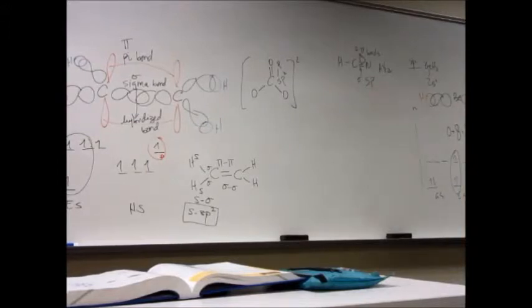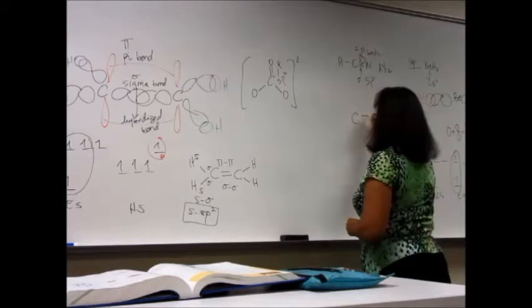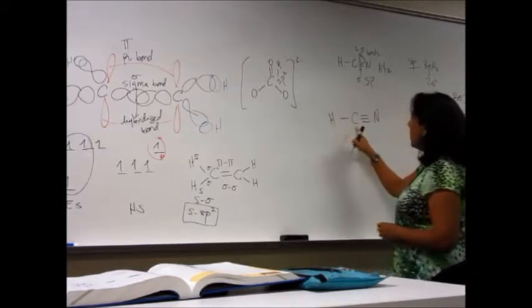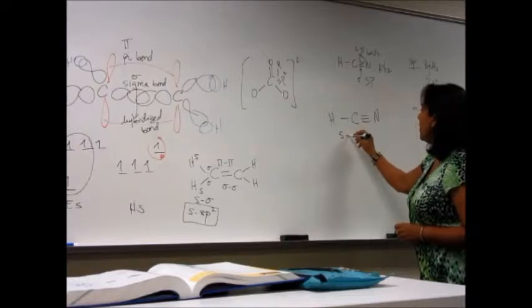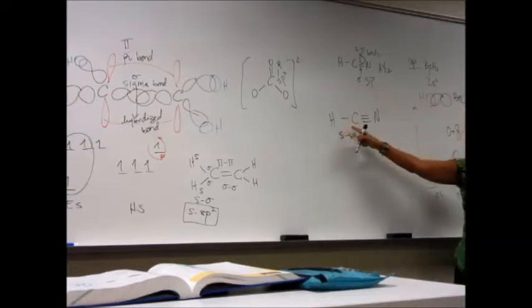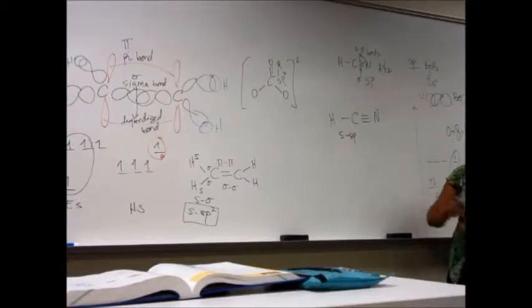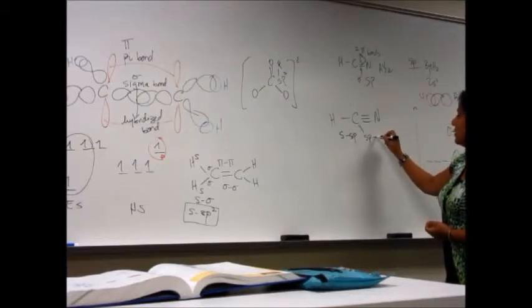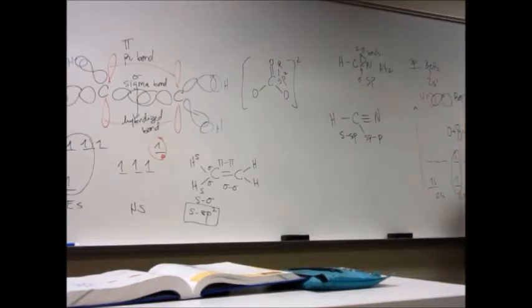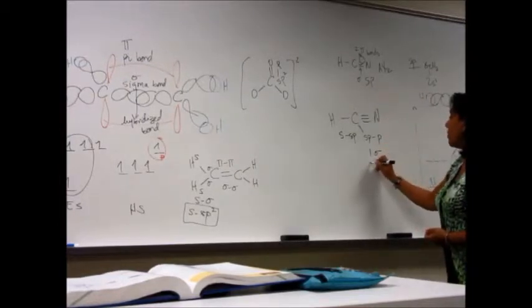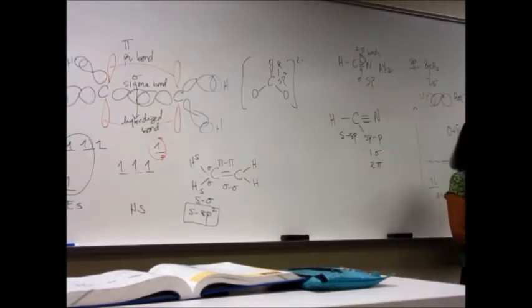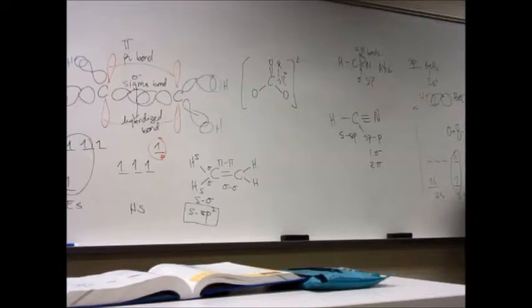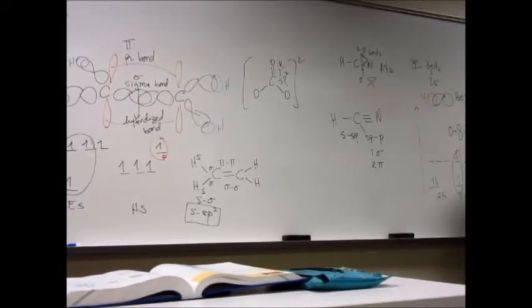Okay? All right, so let's take this one step further. CNH. So here we have an SP overlap between hydrogen and carbon. And between carbon and nitrogen it is SP and P overlap. And you also have 1 sigma bond and 2 pi bonds. That's how it works out. Good? At this point, this is all I need you to know.